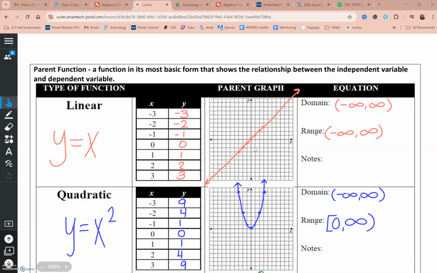The domain is all the possible x values. If we look at our x-axis from left to right, on the left-hand side we're going to negative infinity, on the right-hand side we're going to positive infinity, so we could have any x values. The range is the possible y values, so bottom to top. On the bottom, again, negative infinity, going all the way to positive infinity. So linear is very basic, just that diagonal line. Positive slope, slope of 1, stuff like that.